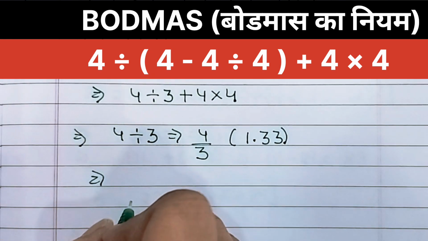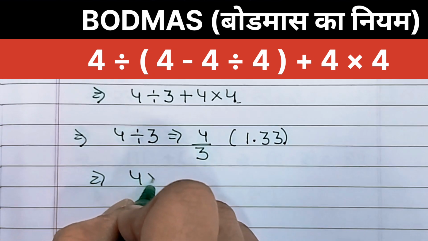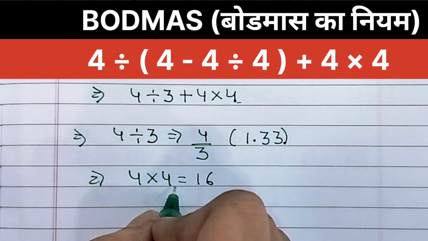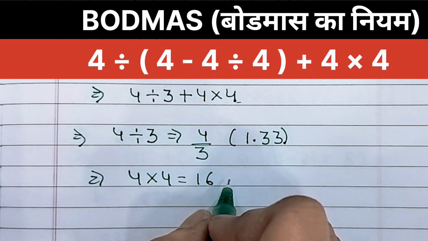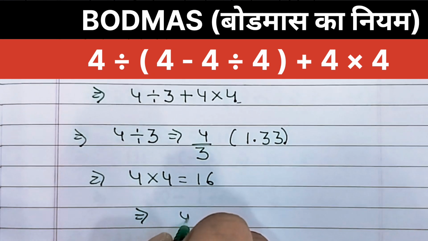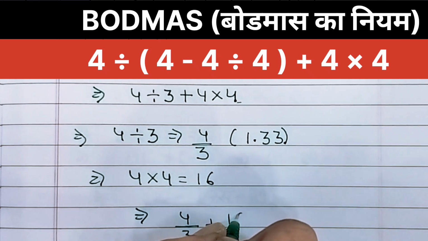Then we multiply the values. 4 multiplied by 4 equals 16. So in step 3, both the division and multiplication have higher priority than addition. Now the expression becomes 4 upon 3 plus 16.